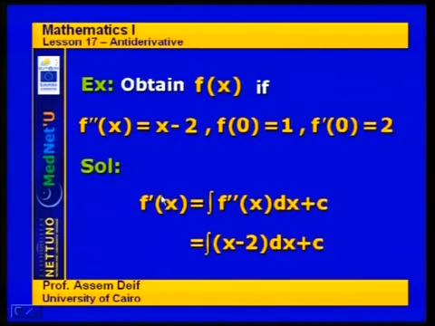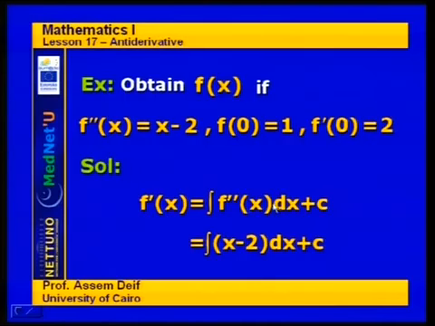This is what we have as one of the properties of the indefinite integral. f is equal to the integral of f prime dx plus c, or f prime is equal to the integral of f double prime dx plus c. So you integrate f double prime and you get f prime, which is the first derivative of f. If you integrate this, you get half x squared minus 2x plus c.